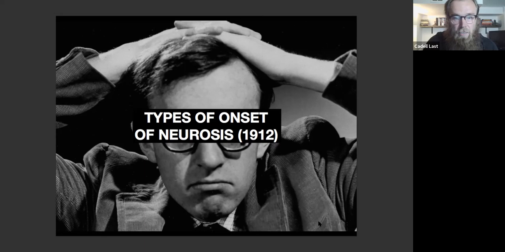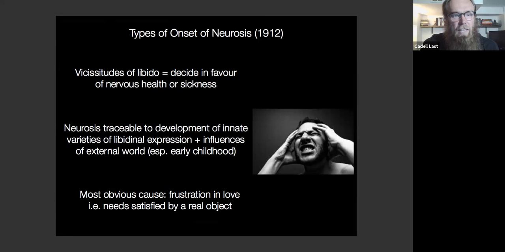So Freud starts off by claiming that the vicissitudes of the libido will decide in favor of nervous health or sickness. Namely, that if the libido is capable of being brought to consciousness and being brought into service of reality, we are going to have a higher likelihood of psychological health. If it's not, then we're going to have a higher likelihood of sickness.